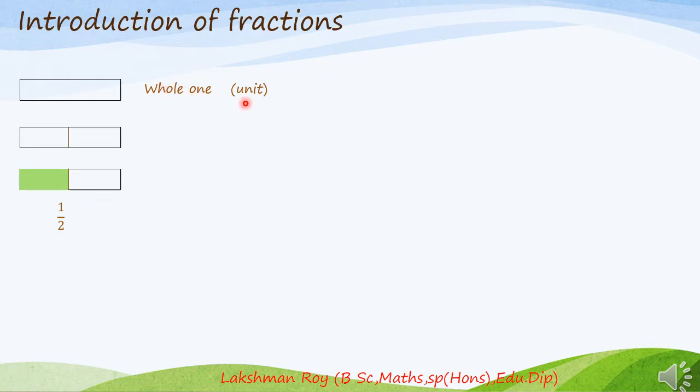Right, let's see another fraction. So this is a whole one unit. So I divide into how many parts now? Can you see? 1, 2, 3, 4, four parts. Now I colored one part, right? Now what is the fraction? Colored part as a fraction, so that means divided into four parts, colored one part, so that is 1/4, right?